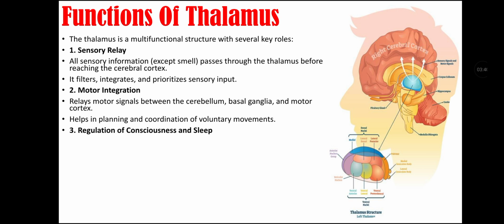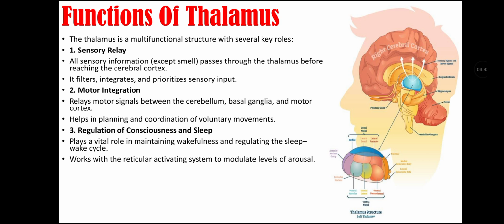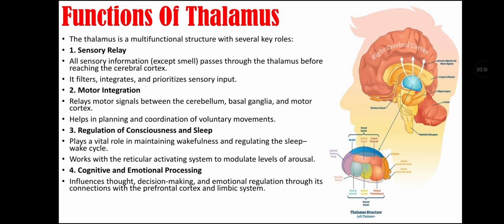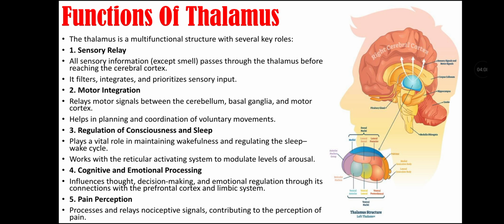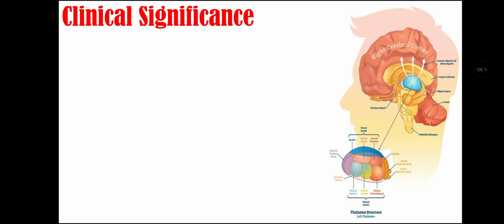Third function of thalamus is regulation of consciousness and sleep, and it plays a vital role in maintaining wakefulness and regulating sleep-wake cycles. It works with the reticular activating system to modulate level of arousal. Fourth function of thalamus is cognitive and emotional processing, as it influences thought, decision making, and emotional regulation through its connection with the prefrontal cortex and limbic system. Fifth function of thalamus is pain perception, as it processes and relays nociceptive signals contributing to the perception of pain.